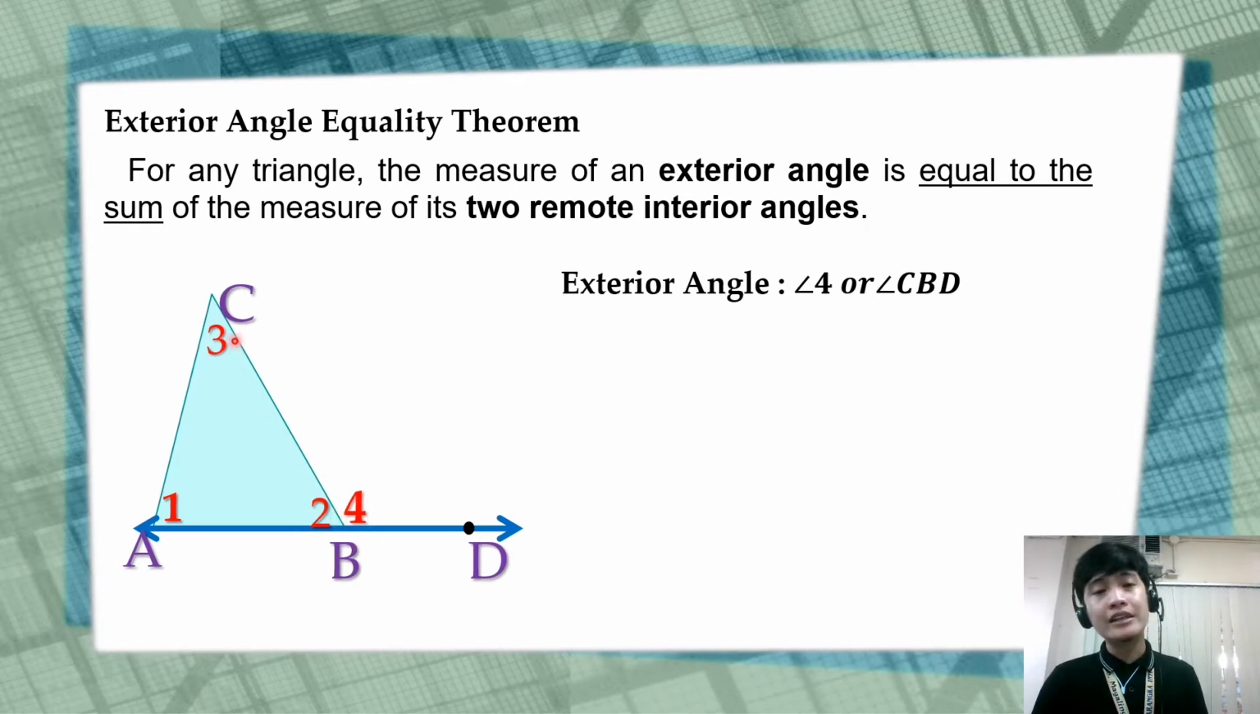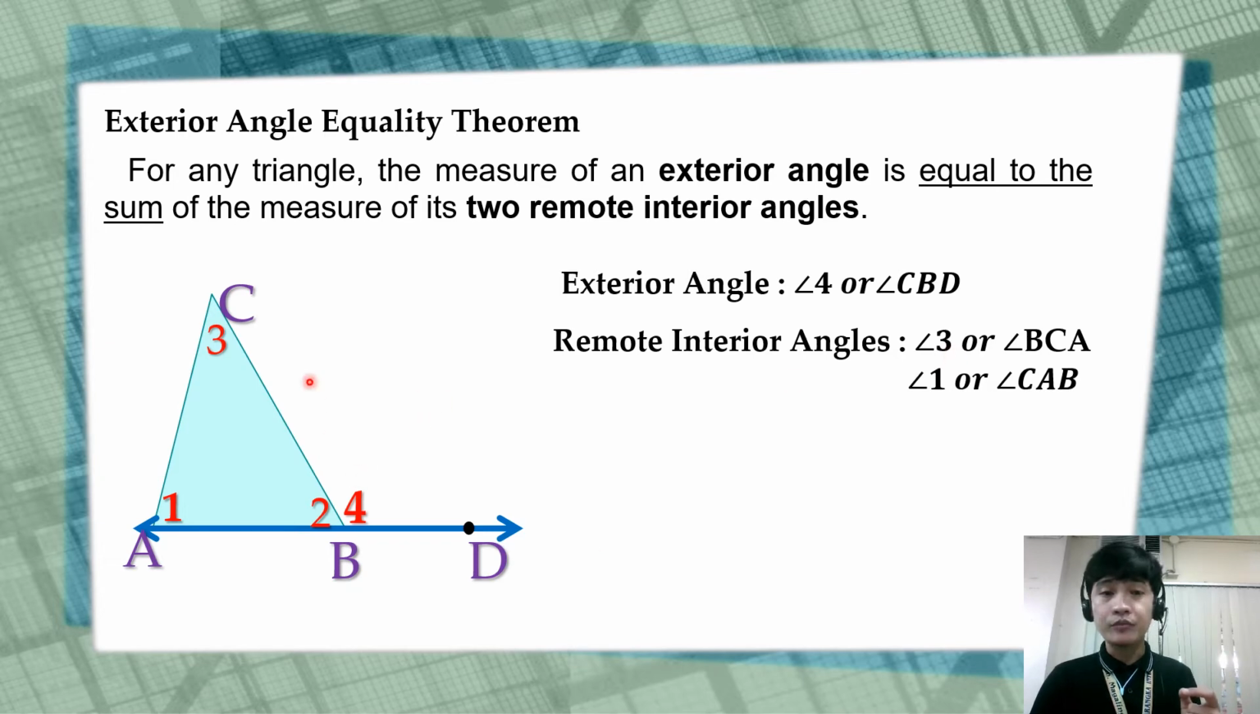Hindi rin natin pwedeng kuhanin si angle 3 and angle 2. Though hindi directly connected si angle 3, but again, angle 2 is connected with angle 4. Therefore, in this case, the remote interior angles of angle 4 in this particular case is angle 3, this one, or angle BCA. And we also have angle 1, this one, or angle CAB. Kasi itong dalawang angle na ito, kung titingnan ho natin, they are non-adjacent. These are interior angles that are non-adjacent with angle 4, which is actually our exterior angle.